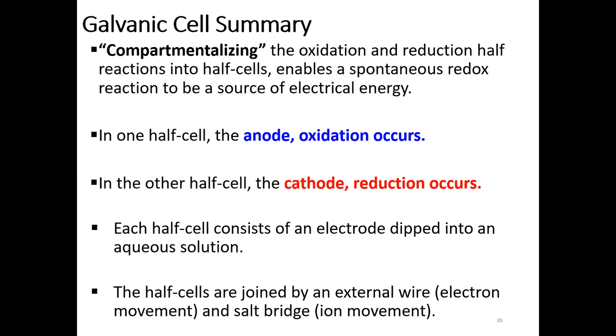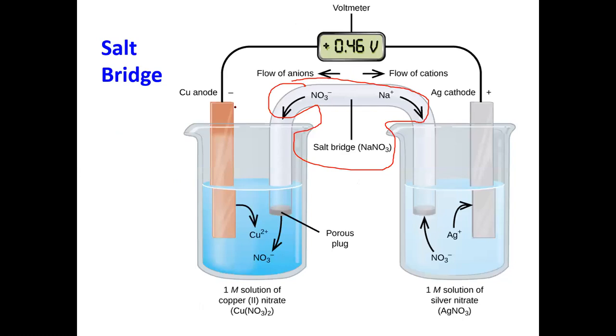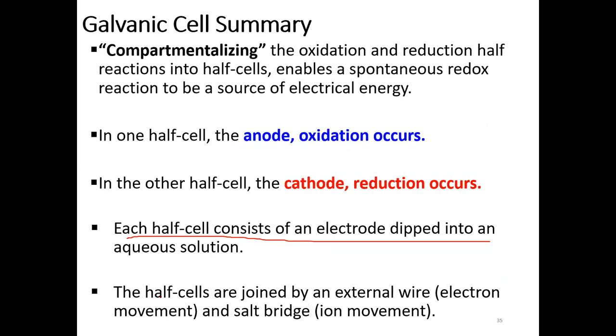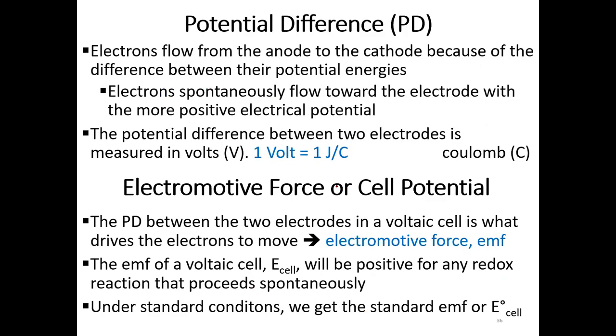That's the purpose. So in one half cell, the anode, oxidation occurs. In the other half cell, the cathode, reduction occurs. Each half cell consists of an electrode dipped into an aqueous solution, like you were looking at here. And then the half cells are joined by an external wire. Electron movement will happen through the wire, and the salt bridge is important for the movement of the ions. If that is not in place, the galvanic cell may halt. It will stop functioning.